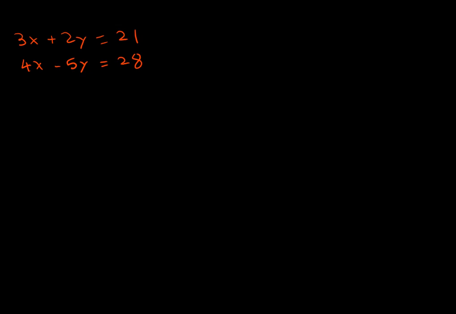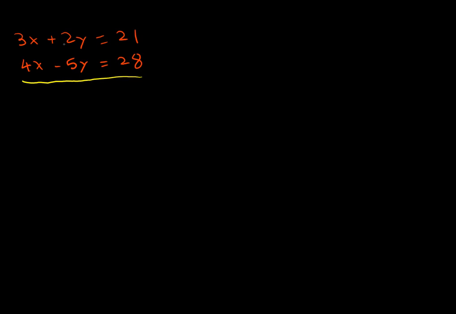And in the last example, you are trying to cancel out the x's or the y's, but the problem with this one is you can't multiply one of the equations across by something to cancel out the x's or the y's. Here you have to multiply both of them. So this time I'm going to cancel the y's.